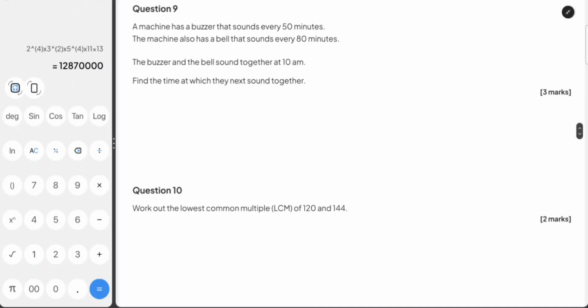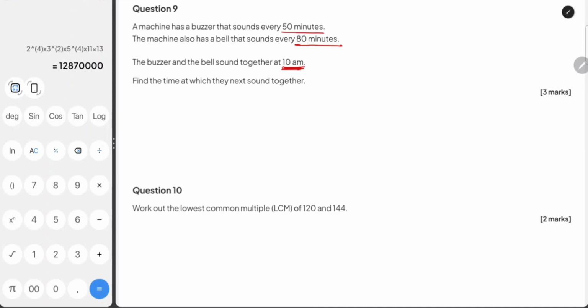See the ninth question. A machine has a buzzer that sounds every 50 minutes. The machine also has a bell that sounds every 80 minutes. Same kind of question we have done multiple times. Now they are asking you that after 10 a.m., at 10 a.m. they are going to ring together, but after that at what time they are going to ring together.